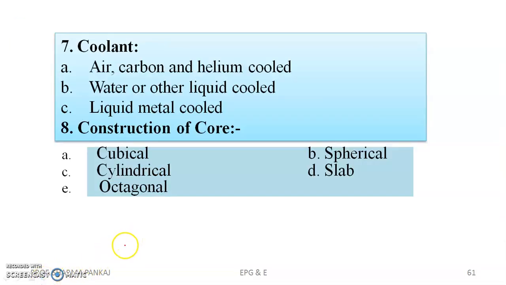Coolant. Now come to the next point, coolant, which is very important. Coolant is actually drawing out the heat content within the reactor containment building. This could be, first, air, carbon dioxide and helium cooled. Second, water or other liquid cooled. The third one is liquid metal cooled.